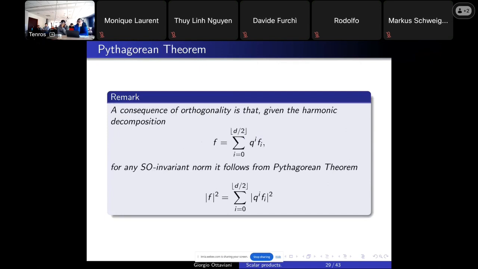A consequence of what I said before about orthogonality is that the Pythagorean theorem computes the norm as just the sum of the squares of the harmonic parts. And up to some scalar, this is just the norm of Fi, because this just computes scalar. That's very nice. Maybe I did not tell you another important thing: in two variables, this is our Fourier expansion. So the harmonic decomposition can be considered as a multi-dimensional generalization of Fourier expansion.